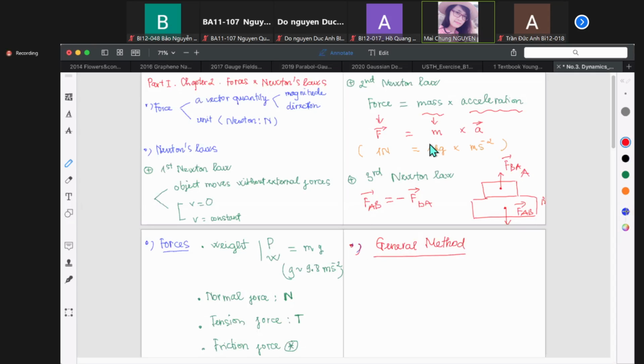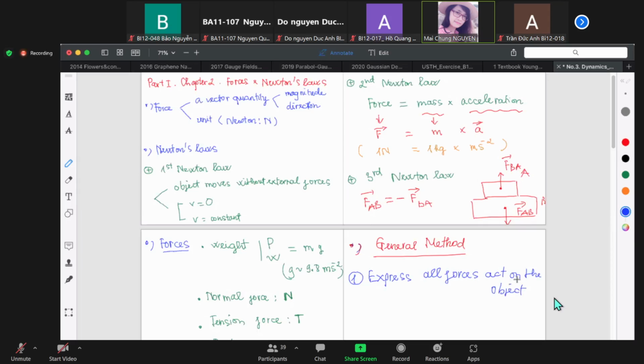Okay, for the general method, we follow 3 steps. So let's see step number 1. Step number 1, when we consider the object, we need to describe or express all forces acting on the object. Do you understand? So the first step, we need to express all forces acting on the object. That's step number 1.